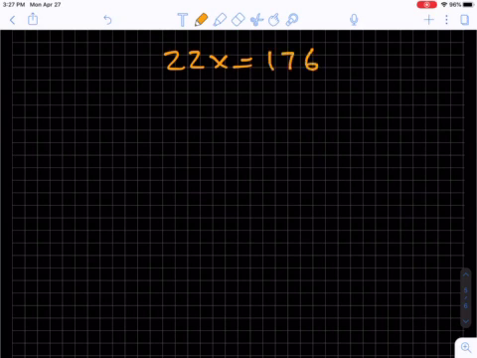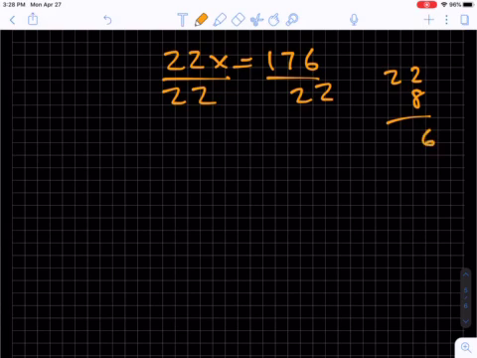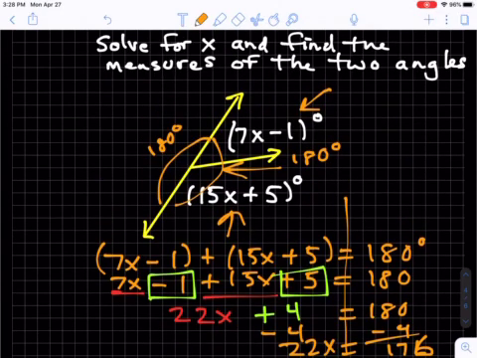At that point, I know that I need to isolate x, so I divide both sides by 22. And if I do that, let's try 8. Let's see if 22 times 8 gives me 176. It does. Good. So x equals 8. So now I'm going to bring that 8 around, and I'm going to plug it into this expression and into that expression. So I'm going to plug my x equals 8 into each expression.